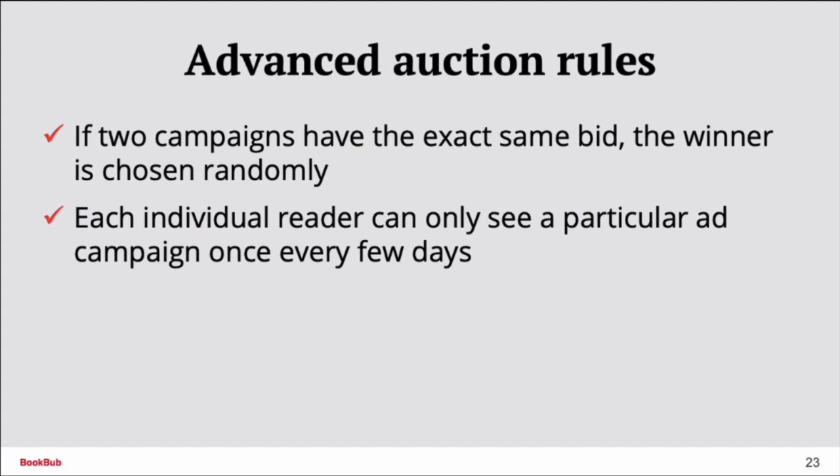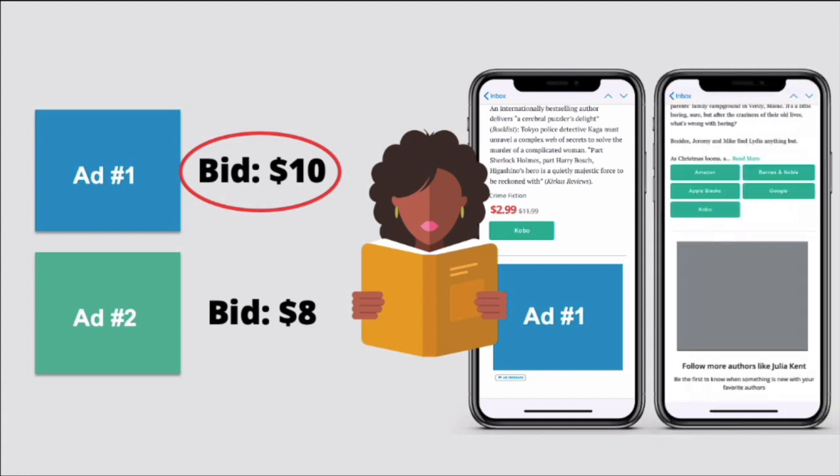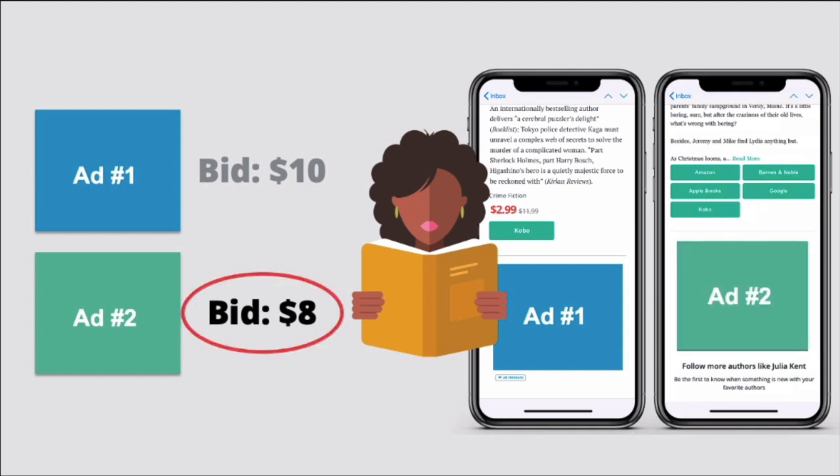To demonstrate how this works, let's look at another example. Say this reader opened her featured deal email, and she saw ad number 1, which was the highest bidding ad at the time she opened that email. And let's say that one of the authors this reader follows on BookBub released a new book today, so she also gets a new release alert email in her inbox. When she opens that second email, ad number 1 is still the highest bidder for this impression, but because this reader has already seen ad number 1 today, our recency cap kicks in, and the auction blocks her from seeing that ad again so soon. So in the second email that she opens, she sees the next highest bidding ad, which is ad number 2.